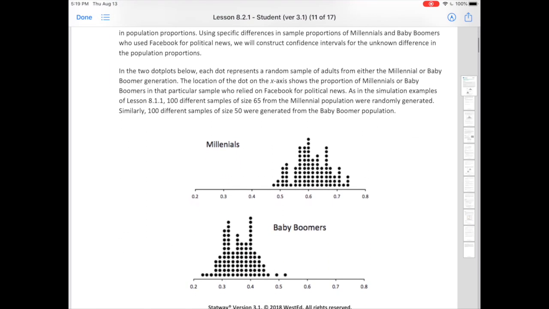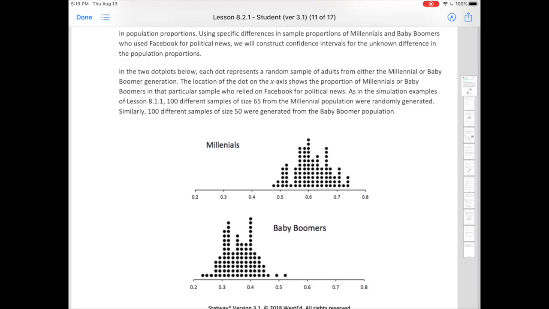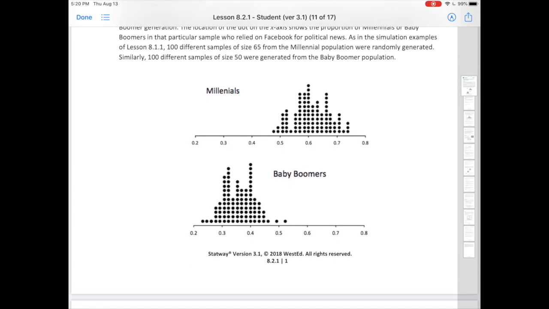In the two dot plots below, each dot represents a random sample of adults from either the millennial or baby boomer generation. The location of the dot on the x-axis shows the proportion of millennials or baby boomers in that particular sample who relied on Facebook for political news. As in the simulation examples of lesson 8.1.1, 100 different samples of size 65 from the millennial population were randomly generated. Similarly, 100 different samples of size 50 were generated from the baby boomer population. Okay, so again, these are 100 different samples of different sample sizes for the baby boomers and the millennials. And this is the proportion of them that relied on Facebook for political news.